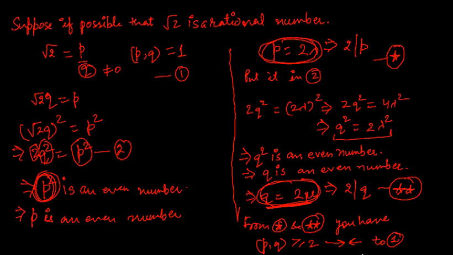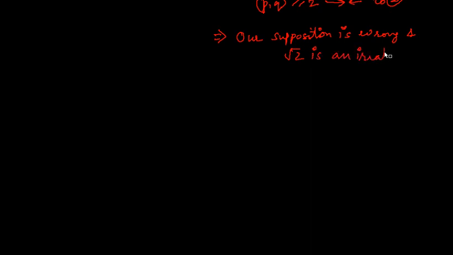So what does it mean? It means that whatever we supposed is wrong, our supposition is wrong, and root 2 is an irrational number. Hence we proved whatever we tried to prove. Hence proved.